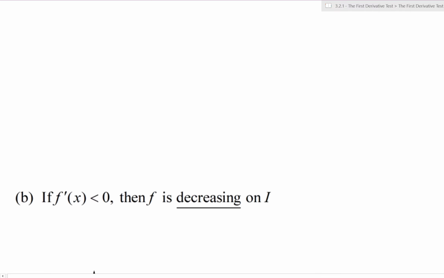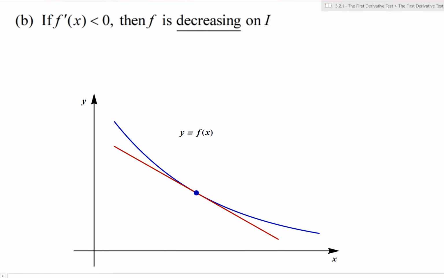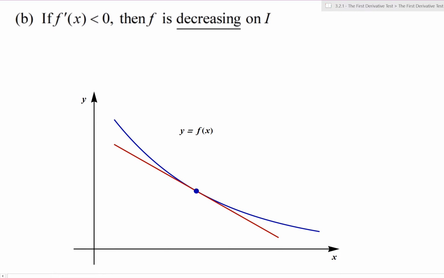Likewise, if the function's derivative is negative on the interval, then the function will be decreasing, because the slope of the tangent line at any given point over the interval will be a negative number. Some of this we've already investigated, but now we're going to formally state it, as we need these ideas to develop our first derivative test.